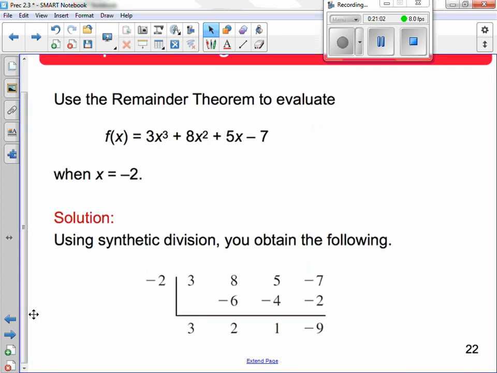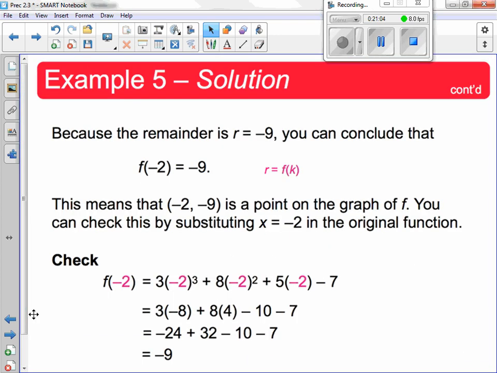So you obtain the following, which we got. So f of negative 2 is equal to negative 9. This means that (-2, -9) is a point on the graph. You can check by substituting this in, but it's not a 0. It does not make the function 0. It doesn't cross. This isn't a point where it crosses the x-axis.